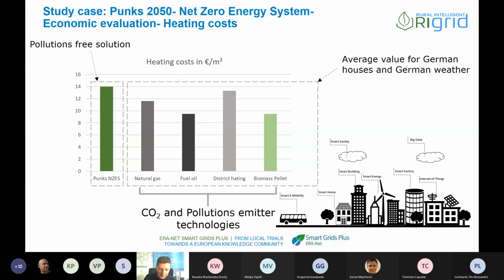Also, the issue of costs. Many can say that okay, the renewables are not the cheapest source, but it's having a good, deep analysis. You can see that also for heating, even the points net zero, the cost for square meter of heating of the buildings will be not much higher than using natural gas, fuel oil, or district heating on biomass pellets. And for sure, it's CO2 free. So this few cents is worth to pay more in order to be net zero.